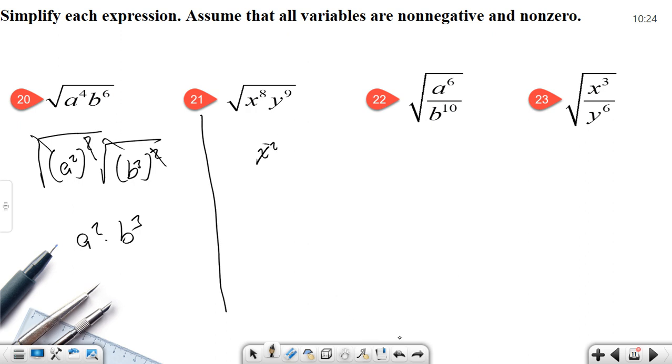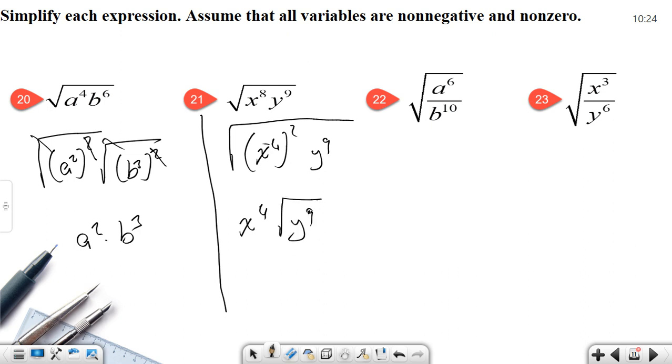X to the power of 4 is x squared squared under the square root, and y to the power of 9. Power of 9 I cannot write as a square. So only x to the power of 4 comes out. Square and root cancel each other, and y to the power of 9 stays inside. That's another one.